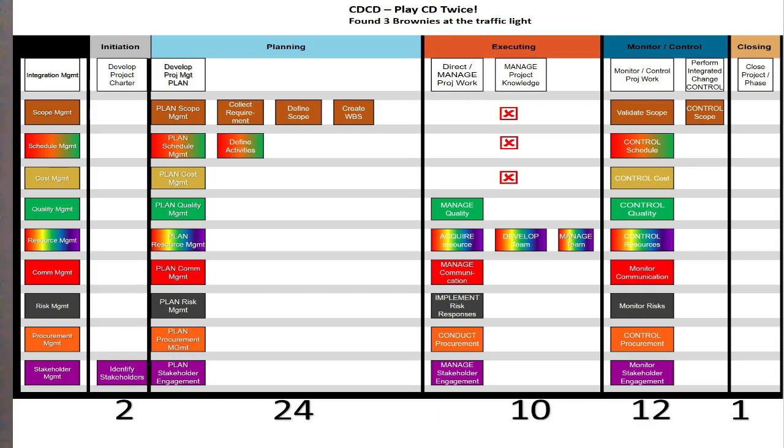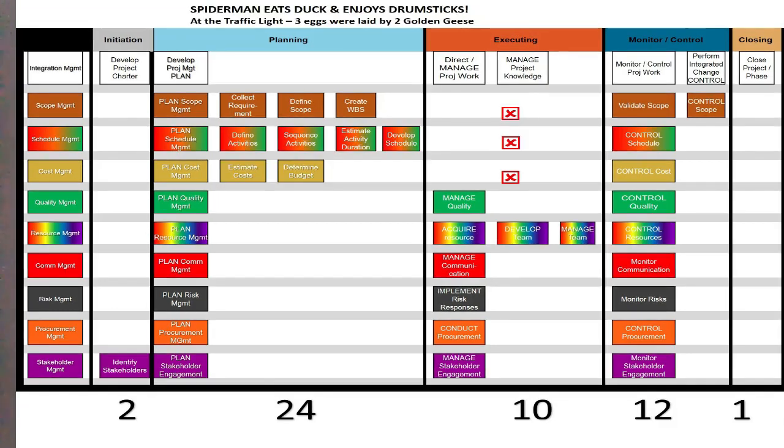So what are those? You have collect requirements, define scope, create WBS. And then it says "at the traffic light." Traffic light is basically talking about schedule management. So there is one process called define activities there. Our next phrase that you can remember is this.